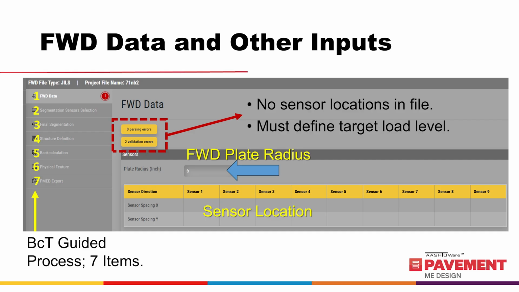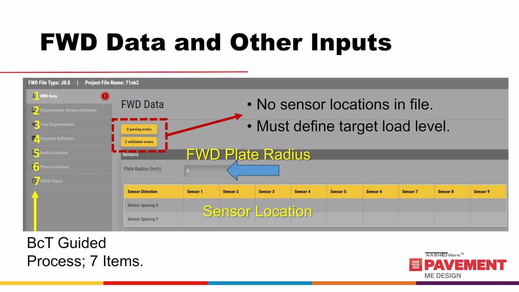There are 7 steps in the BcT guided process as shown on this slide. Starting with Step 1, the FWD data. The BcT does a quick check to identify missing input variables from the FWD deflection file. When the user first starts a project, 2 common errors or missing data are the sensor locations and target load level. Some FWD files include the sensor locations while other files do not.